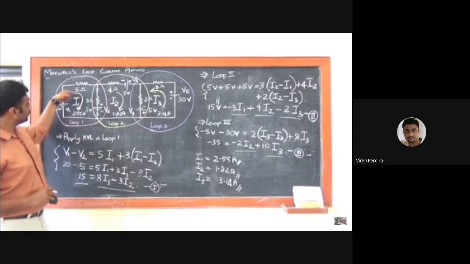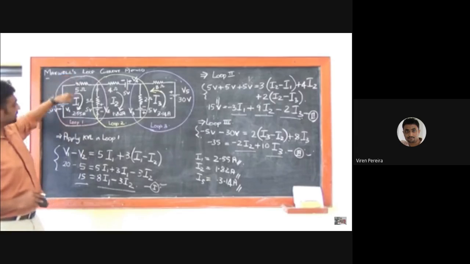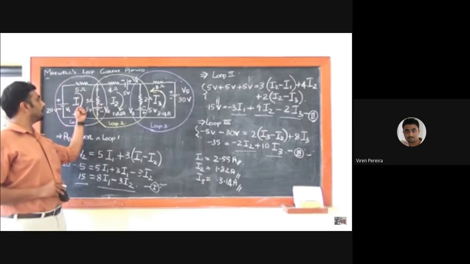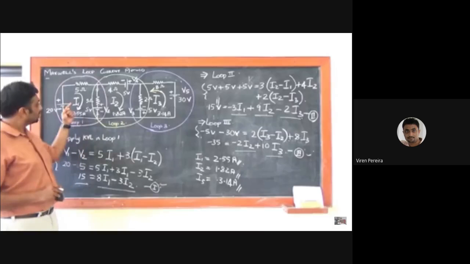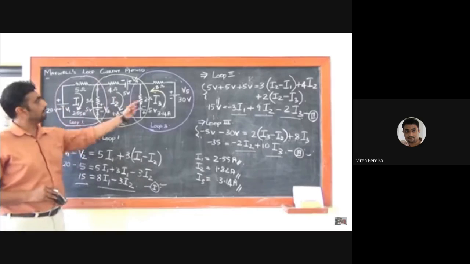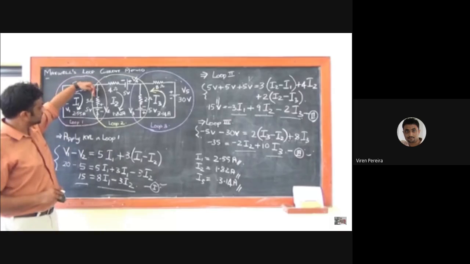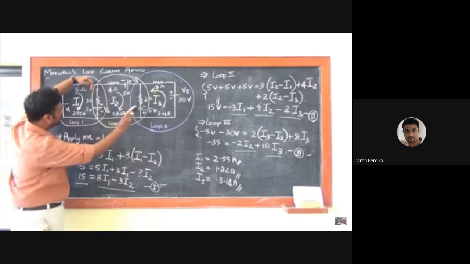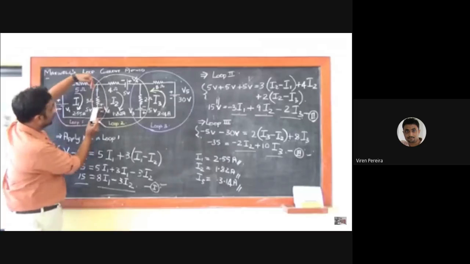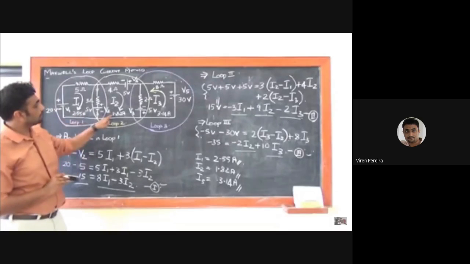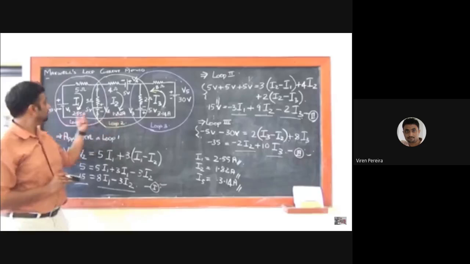So obviously the current flowing in my 5 ohms resistor is 2.55 amps. But what about this resistor? It is linked with I1 and it is linked with I2. Now these are all the correct directions which I have inputted. So I have I1 flowing from this direction and I have I2 flowing from this direction. So what is the value of my I1? It is 2.55. What is the value of my I2? It is 1.8.